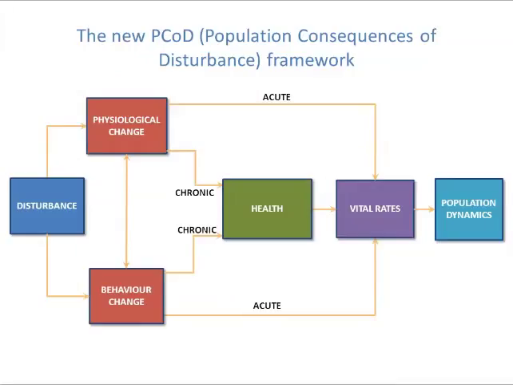Next slide, please, Anna. So at our last meeting, which was just over a month ago, we realized we could go from PCAD, population consequences of acoustic disturbance, to population consequences of disturbance in general, PCoD as we now call it. And here's the framework we developed. So you've got disturbance that could change the behavior of an animal, but it might influence its physiology as well. It might change its hormone production, it might get stressed, and that could have an impact on its behavior. And similarly, changes in behavior can affect hormones and stress.